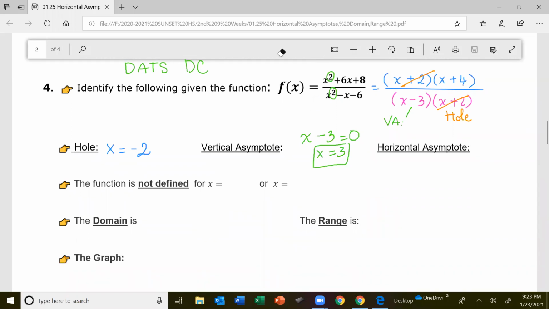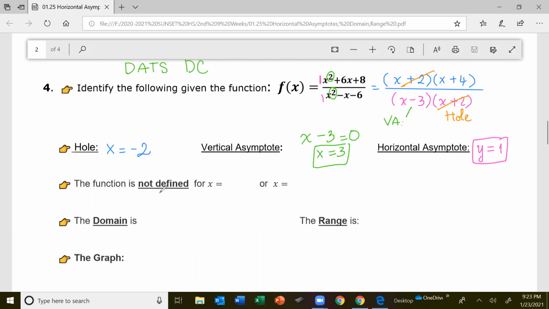So now we're looking at the coefficients. As you can see right here, the leading coefficient on the top is 1. Leading coefficient on the bottom is also 1. So when you divide, we get y equals 1. And of course, you can always graph this in the graphing calculator and confirm for yourself, okay?